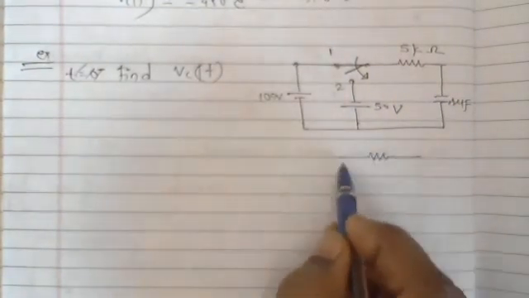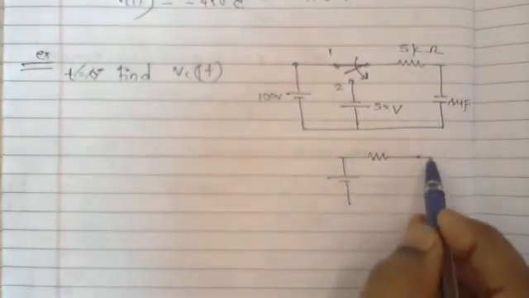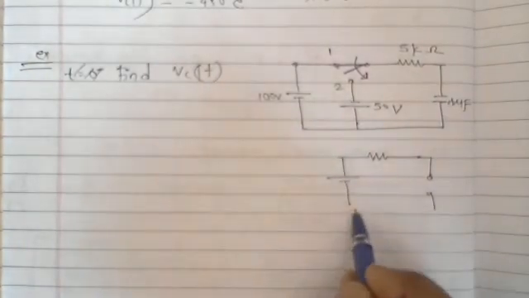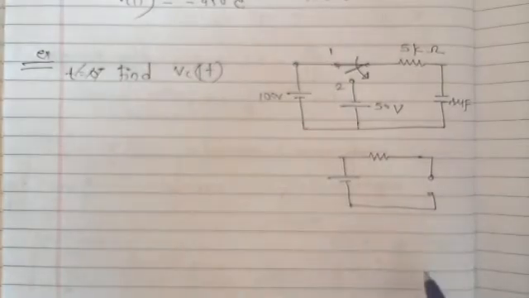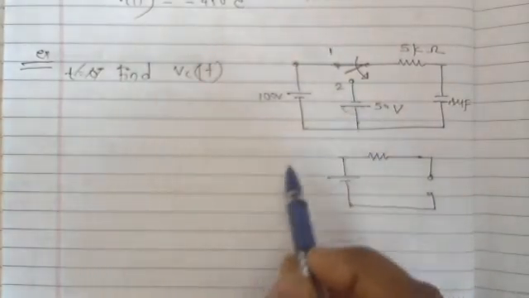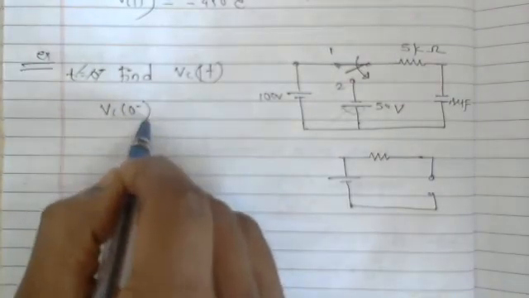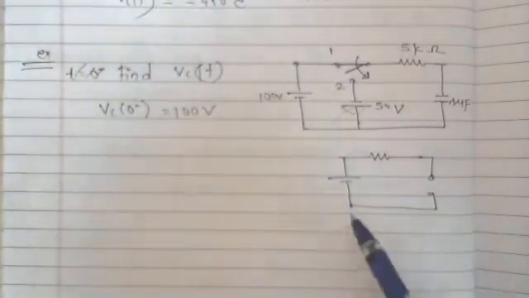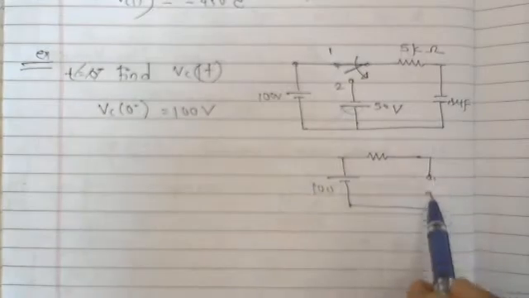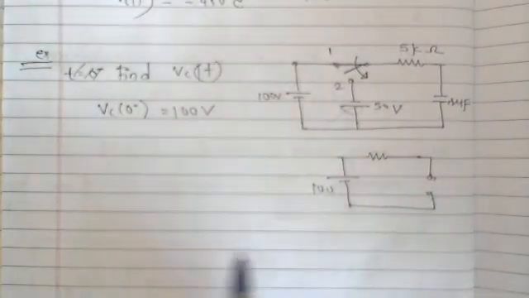So your circuit will be like this. At steady state, the capacitor will act as an open circuit. There is no use of this middle voltage source. So I can say Vc at 0 minus is equal to 100 volt. Directly this 100 volt will act at this point, right?